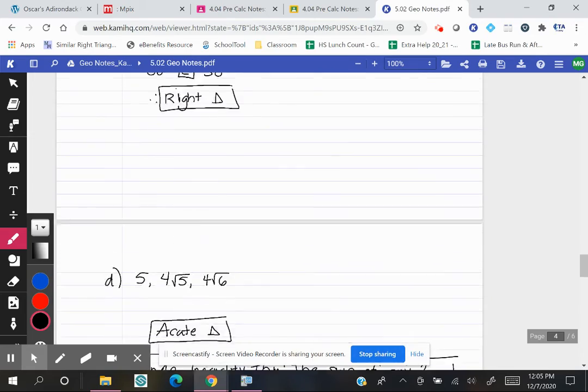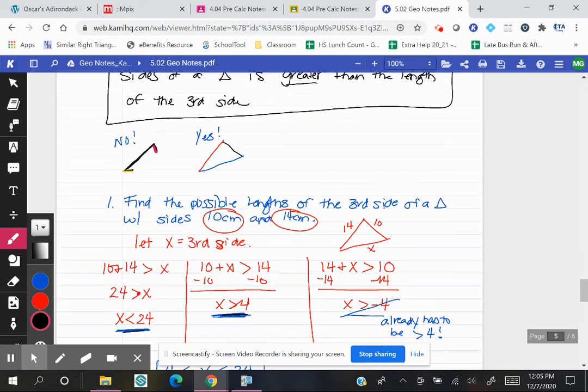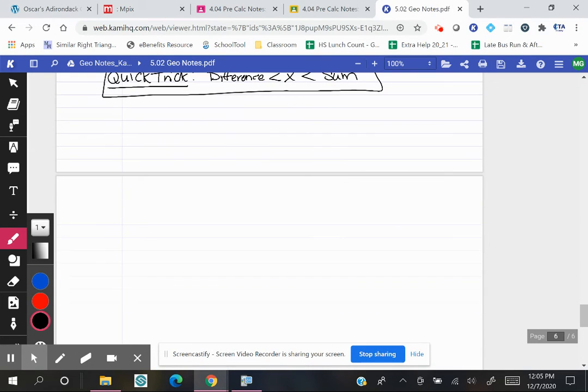I started at 1 again, but what were we at here? 5. Let me change that to a number 6. So we'll continue our numbering. So this will be 7. So for each of the following, I want you to tell me, can the three lengths be sides of a triangle?